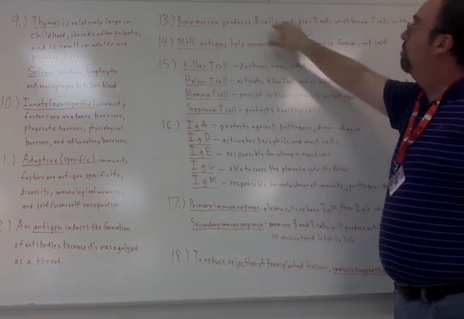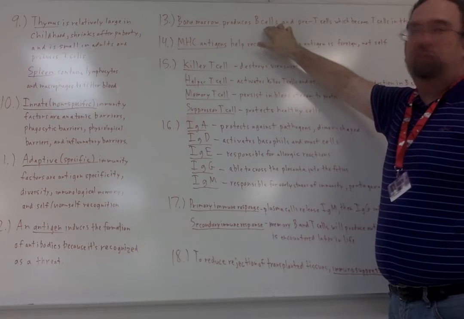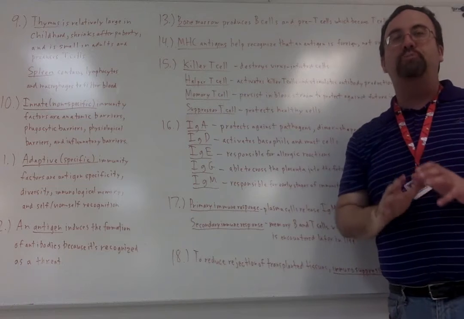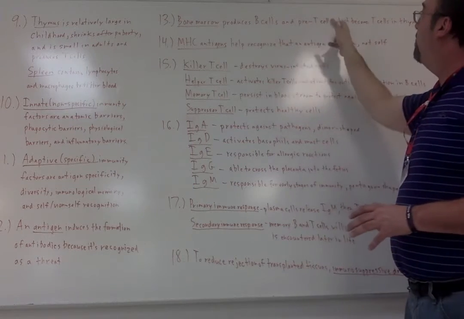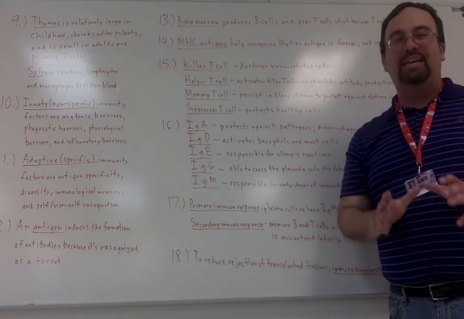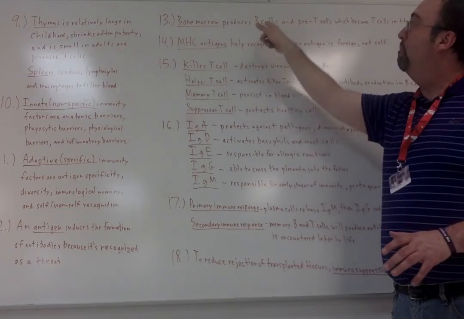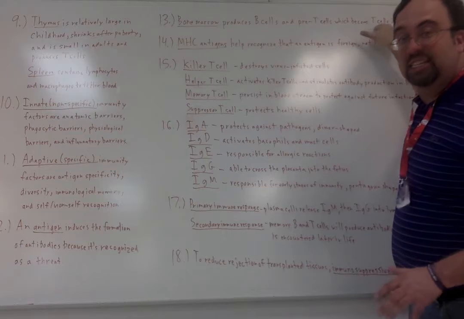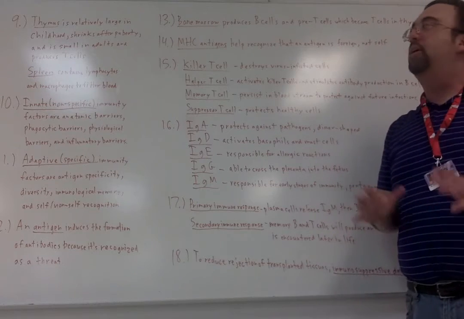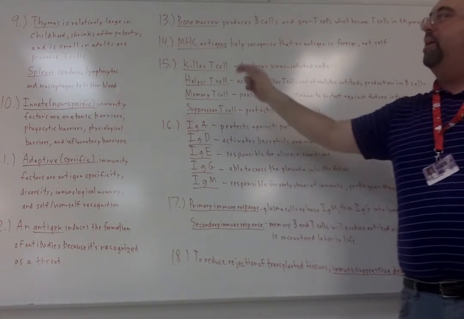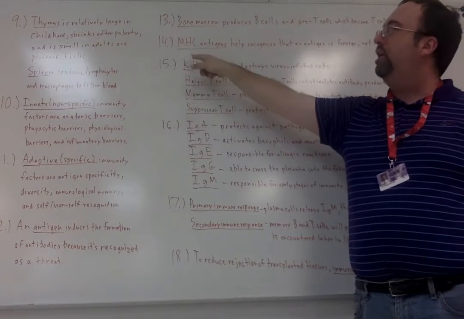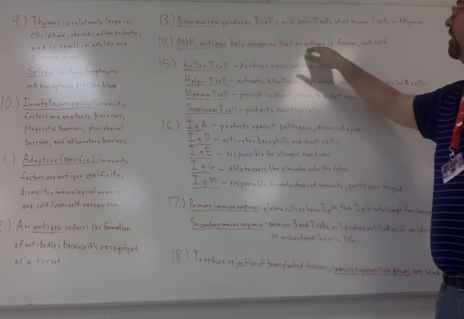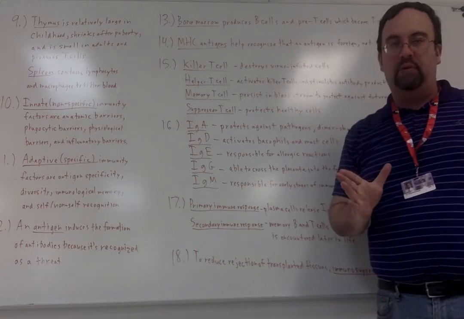Bone marrow produces B cells, and that's where the B in B cells comes from: bone marrow. It will also produce pre-T cells that then become T cells in the thymus. So remember, B in B cell stands for bone marrow. The T in T cell stands for thymus. And so that's where that comes from. The major histocompatibility or MHC antigens help recognize that an antigen is foreign and not self.